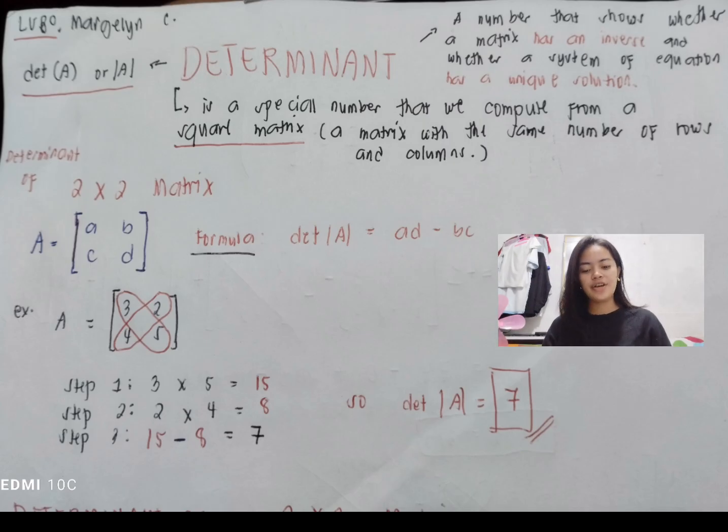Let's have here an example of a 2 by 2 matrix. We have here the determinant A, whose entries are 3, 2, and 4, 5. Step 1 is to multiply diagonally: 3 multiplied by 5 is 15. Step 2 is to multiply the other diagonal, 2 multiplied by 4, which is 8. After getting their products, we subtract them: 15 minus 8 is equal to 7. So determinant A is equal to 7.